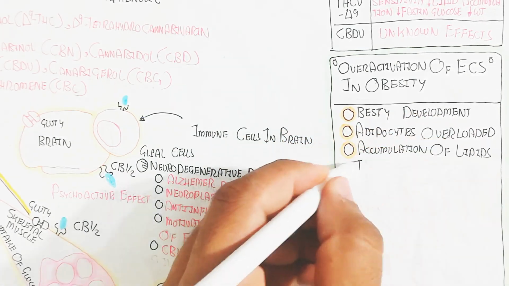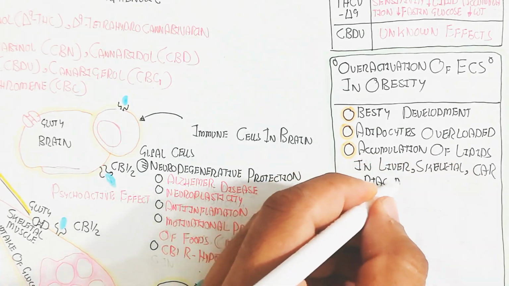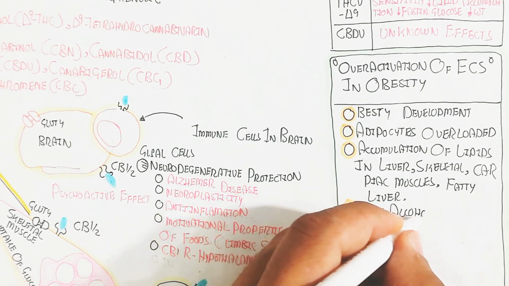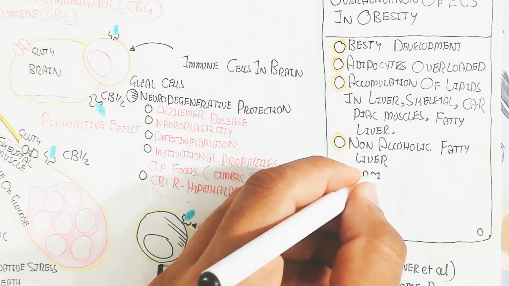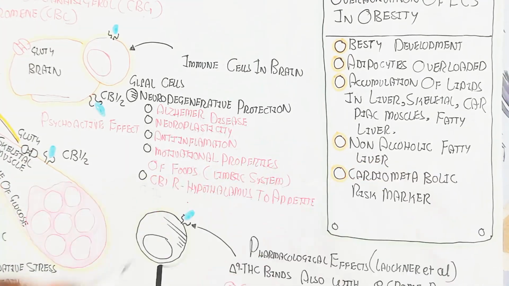The fat is not brown fat, but white fat. Accumulation of lipids in the liver, skeletal muscles, and cardiac muscles will occur, and fatty liver, non-alcoholic fatty liver, and metabolic risk markers will increase due to gene expression.